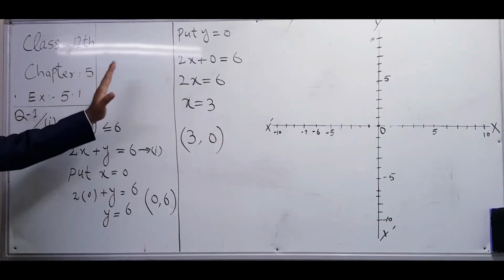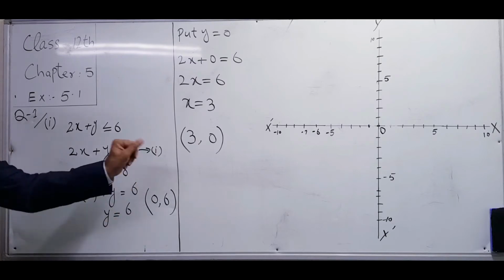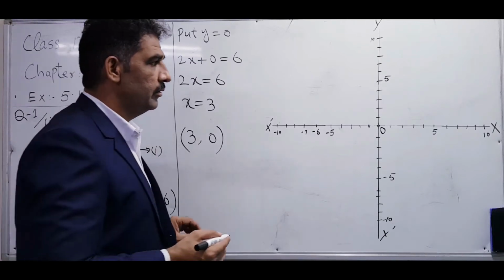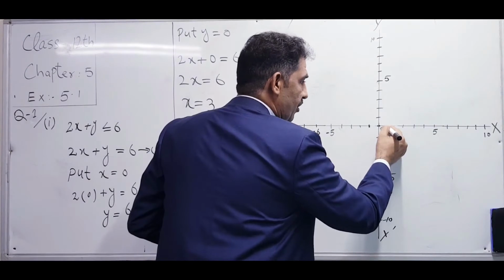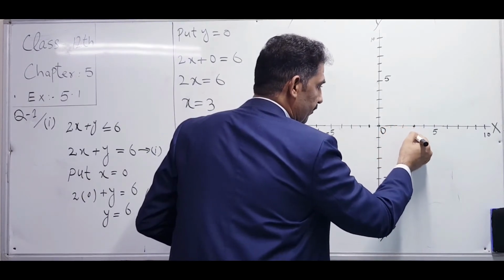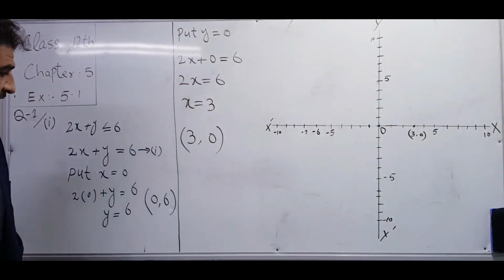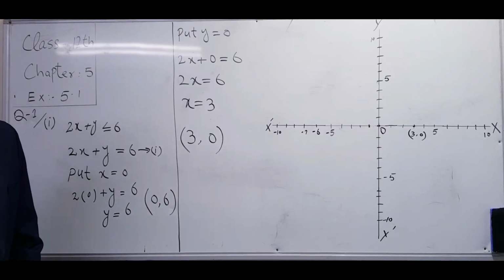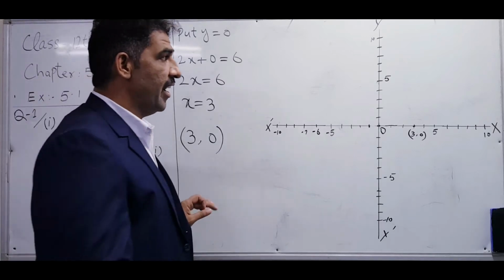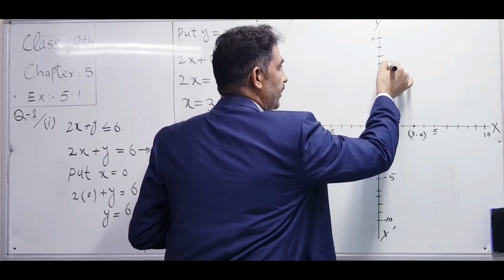After that, we need to draw the points on graph paper. So 3, 0: where is it? That is a positive value, so we take it here: 1, 2 and 3. 3, 0 is this point. The second point, 0 and 6: where is that? On the positive side of the y-axis. Good. That is 0 and 6.